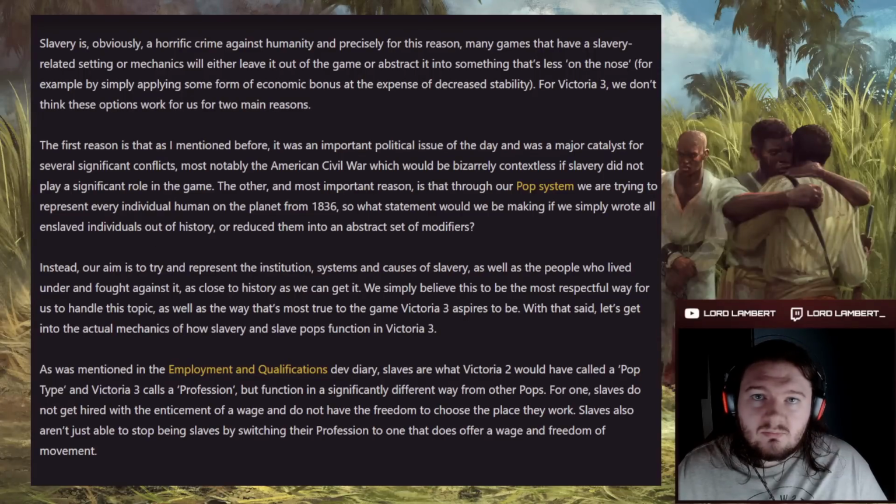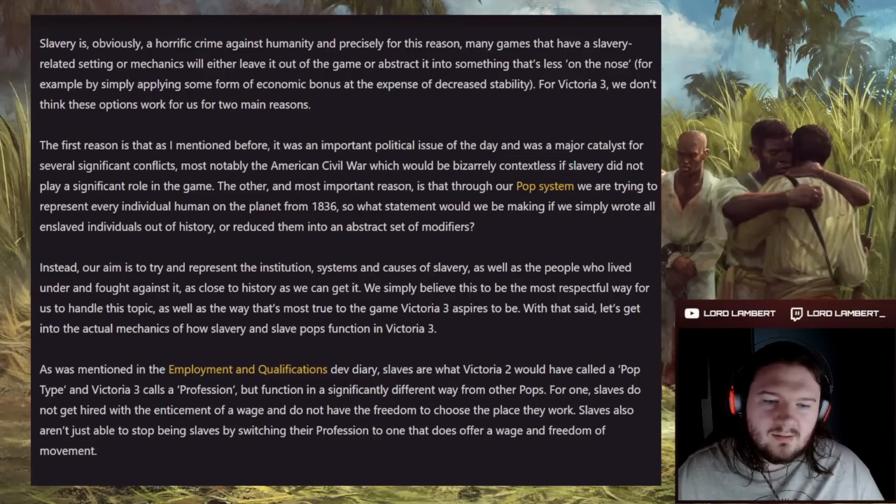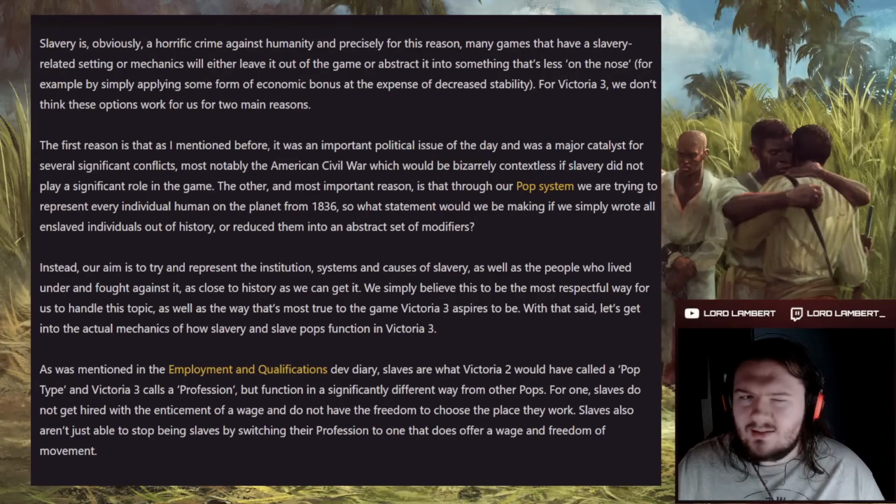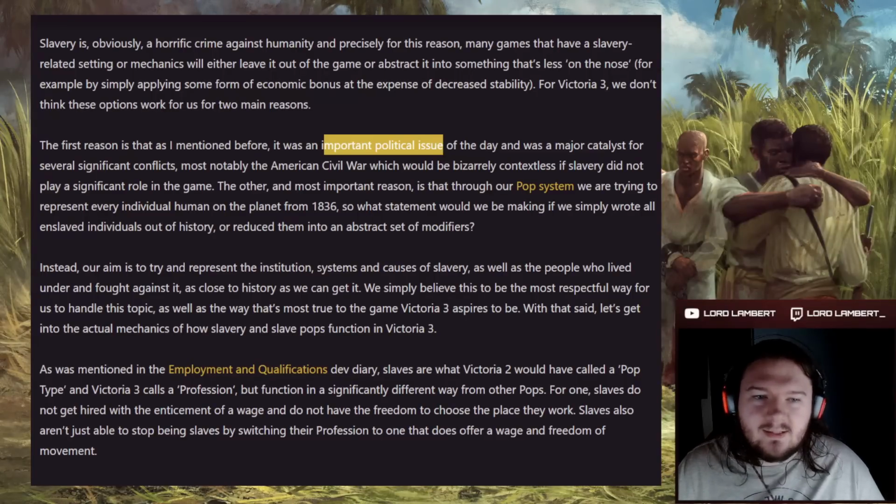Reasonable reasons, as long as it's handled with tact and you do it justice. Don't make it so that slavery is super rewarding. Make it realistic, because slavery wasn't super rewarding. And yeah, it was a massively important political issue.